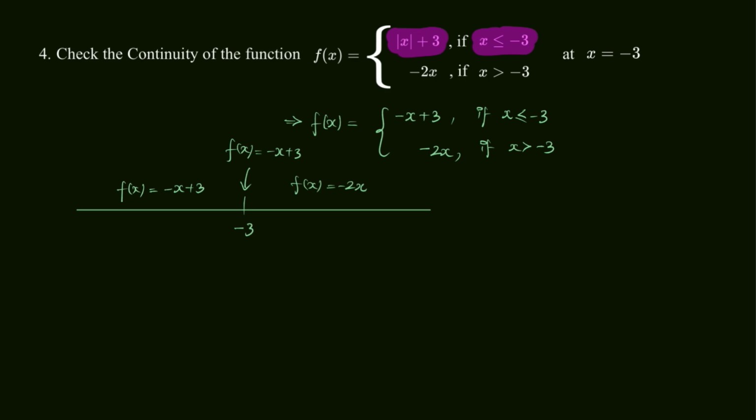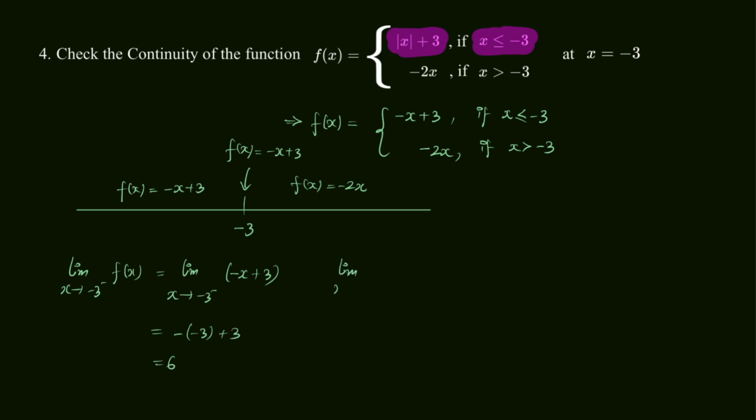Now again here we have to calculate the left hand limit and the right hand limit separately. So my left hand limit will be limit x tends to minus 3 minus f of x, which equals limit x tends to minus 3 minus of the function minus x plus 3. If I put the value of x as minus 3, then it will be minus of minus 3 plus 3, and that will be 6.